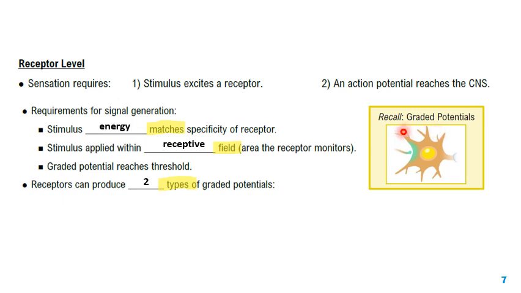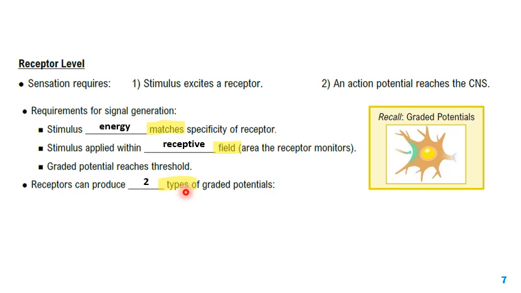Because remember, when you're getting the information from the outside, you are generating those graded potentials here at your receptor, okay? So if you have enough of those graded potentials generated, then you are going to generate the action potential or not, right? Once you have enough of that energy that hits the axon hillock, if you get the depolarization of the axon hillock, that's when you're going to generate the action potential to send it to the CNS, okay?